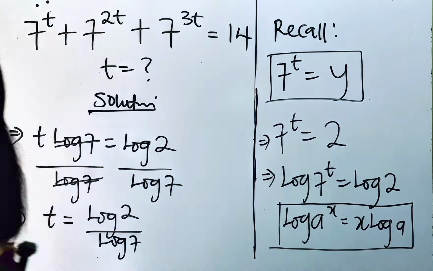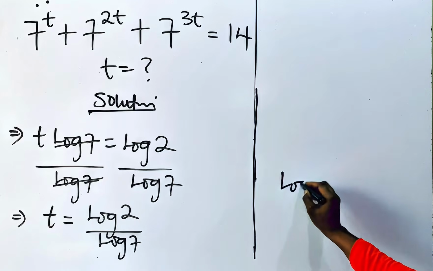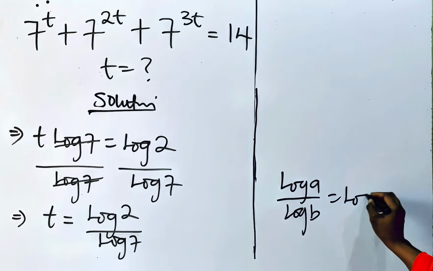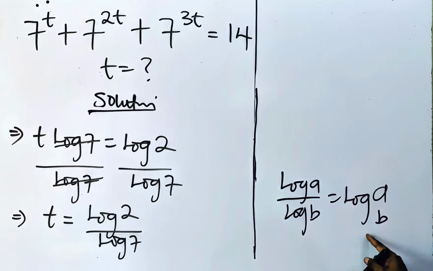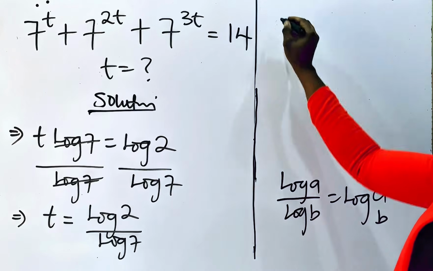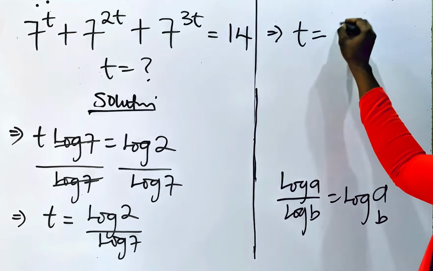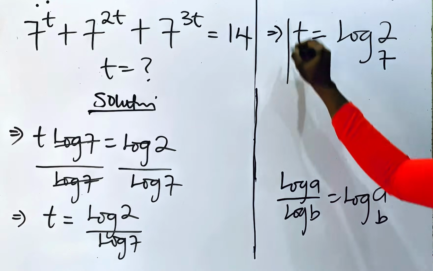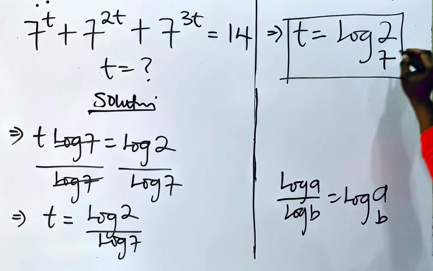Just quickly remember that for every log of a divided by log of b, it's always log of a base b. So apply it here. In that case, we now have t is equal to log of 2 base 7. So this gives us the value of t.